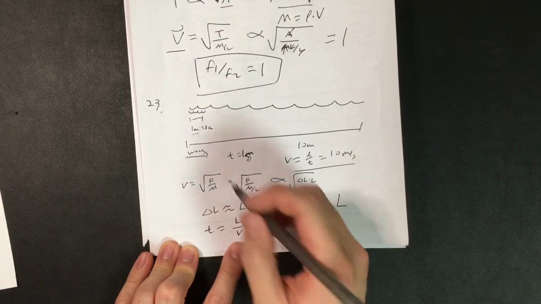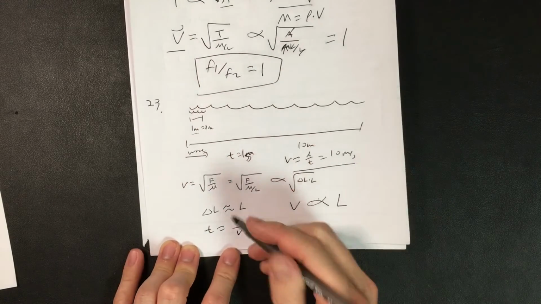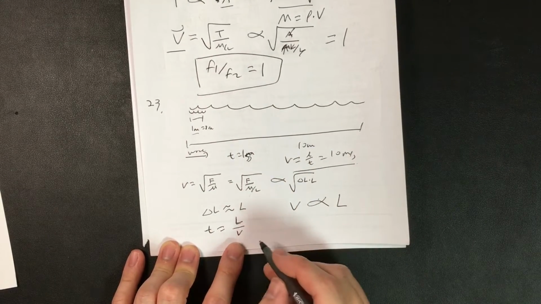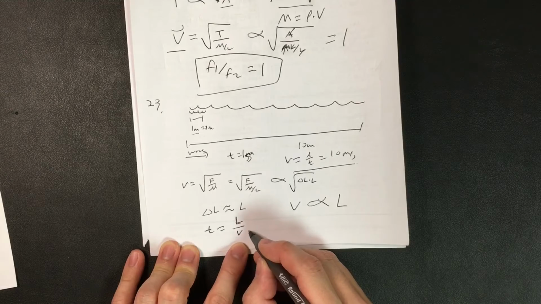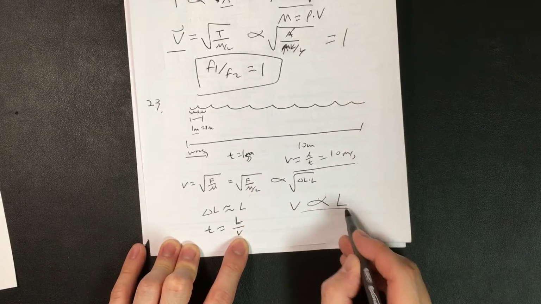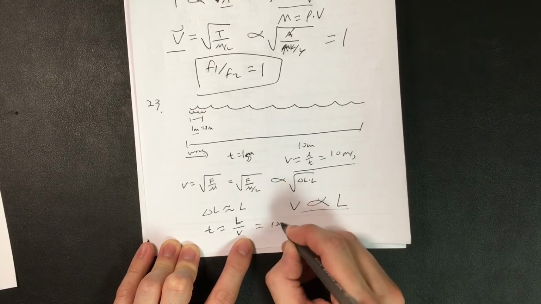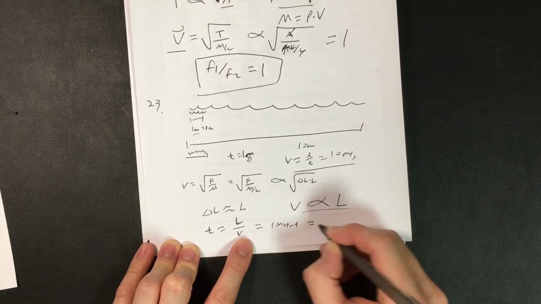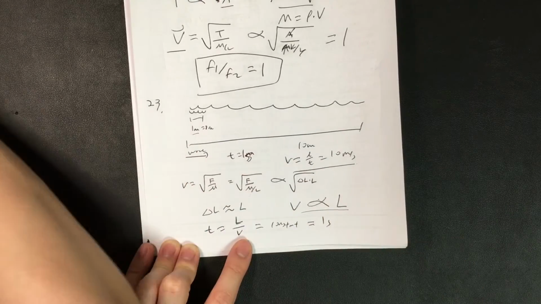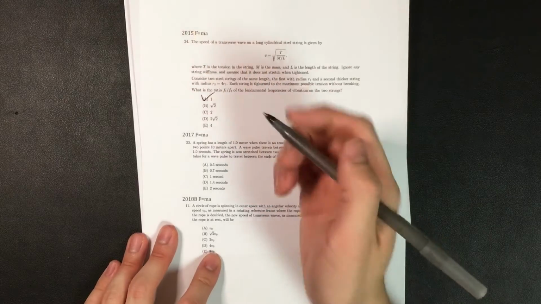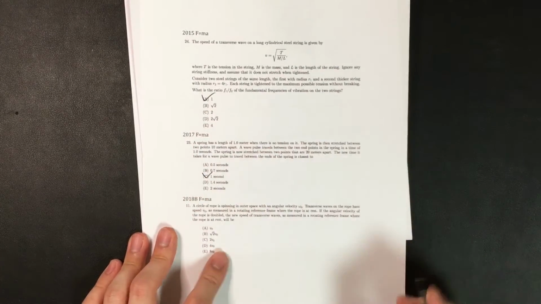But since time for the wave to arrive from one point to another equals the length of the spring divided by the velocity of the wave, and the velocity of the wave is proportional to length, the time it takes is going to be constant. And in this case, it's just going to be 1 second. And therefore, looking at the answer, I'm going to choose C.